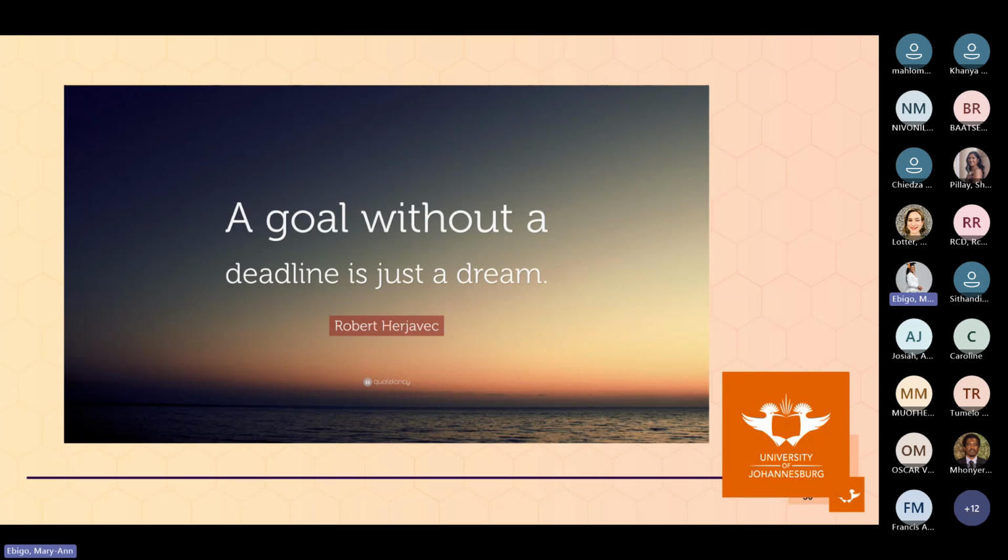And then just a quote to bear in mind when it comes to your finances is that a goal without a deadline is just a dream. So whether you're saving towards buying a car, buying a cell phone, set a deadline, because that will keep you accountable and ensure that you actually do what you can to deliver or meet that financial goal.